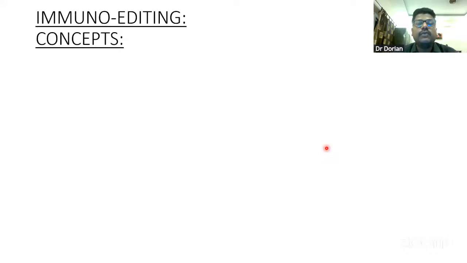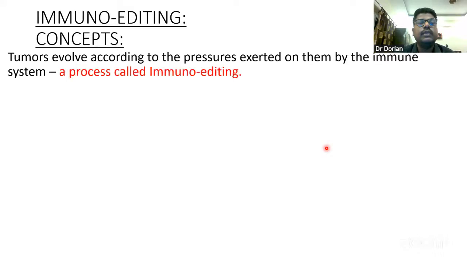The next hallmark of cancer is escaping of immune surveillance. This is done by a phenomenon called immunoediting. Very important MCQ point, immunoediting. Tumors evolve according to the pressures exerted on them by the immune system. Very important concept. Tumors evolve according to the pressures exerted on them by the immune system, a process called immune editing. 99 patients smoke, out of which 9 patients develop lung cancer. It is because of this immune editing only. 1 patient doesn't smoke but gets lung cancer because of this immune editing only.